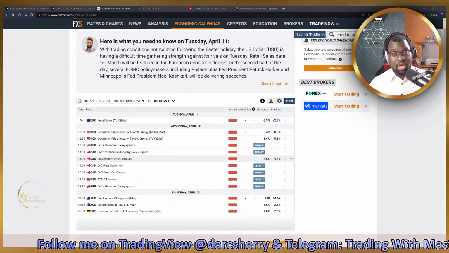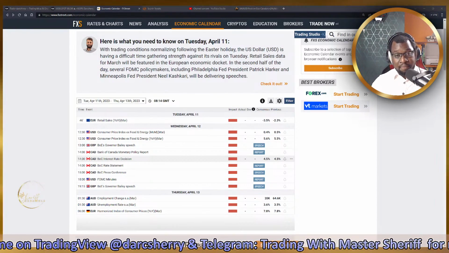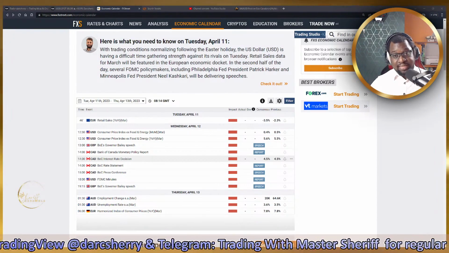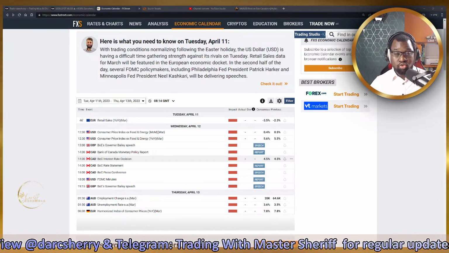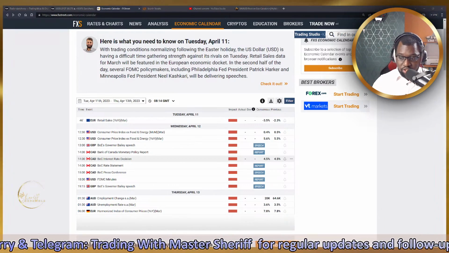So these are events that we are going to be looking forward to, and I think that the market will also be anticipating that, and we shall be seeing that on the chart too as well. So we are going to be taking all those into consideration.